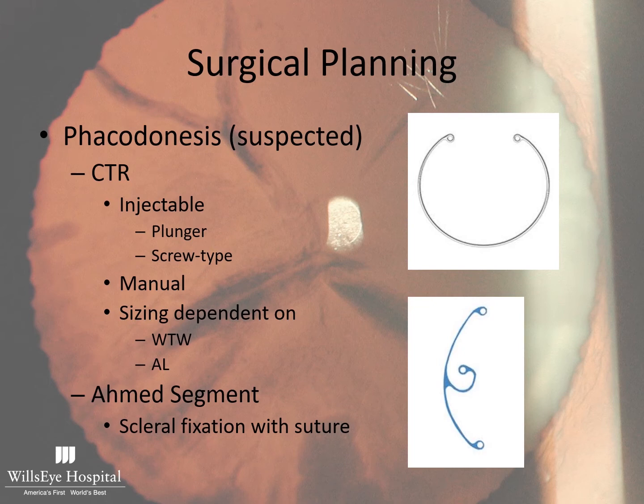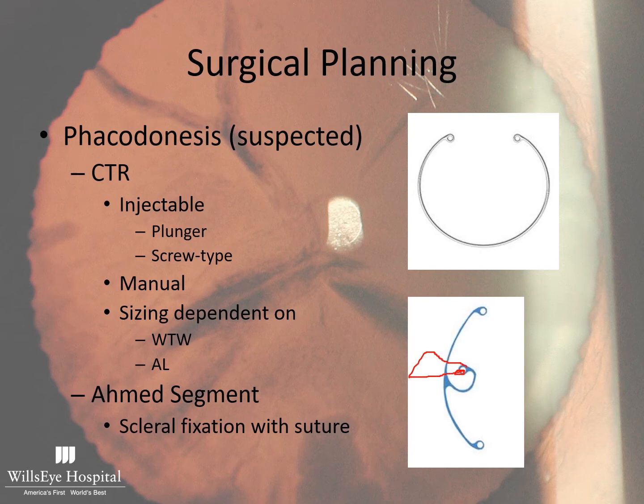So a CTR will help to stabilize the capsular bag. It can be used if you have 4 clock hours or less of focal zonular weakness or mild to moderate diffuse zonular weakness. If you remember, the CTR just helps spread tension from one set of zonules to the other. So if you have too much zonulopathy, you need to use something like an Ahmed segment. Down here has this little eyelet you can then fixate with suture to the sclera.